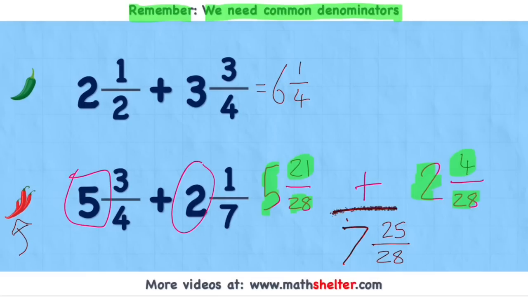Now, although these numbers 25 and 28 look like quite large numbers, you might want to try and simplify them. However, there is actually no way of simplifying this because 25 and 28 have no common divisor, which we can use to divide 25 and 28. So this is actually the simplified form. So 7 and 25/28 is our simplified answer and our final answer.